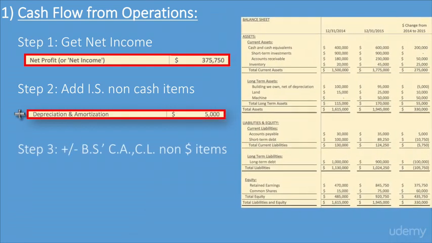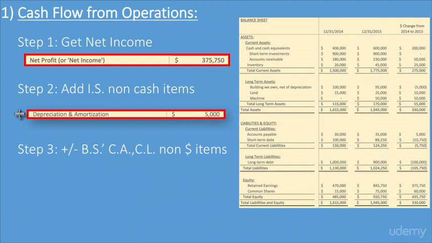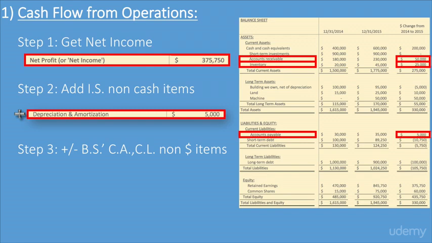And then what we do, step 3, remember we're just looking at stuff that's less than a year. We go to the balance sheet's current assets and current liability section, and we get the non-cash items. So let's do that. Okay, so we've got accounts receivable. So check it out there on the right. Accounts receivable increased by $50,000, right?